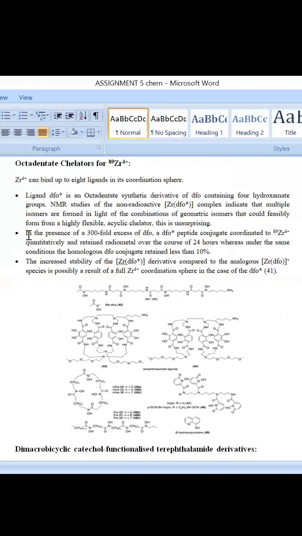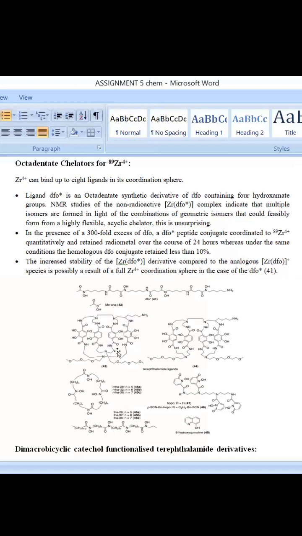Next point: in the presence of a 300-fold excess of DFO, a DFO* peptide conjugate coordinated zirconium-89 quantitatively and retained the radiometal over the course of 24 hours, whereas under the same conditions the homologous DFO conjugate retained less than 10%. The increased stability of the zirconium-DFO* derivative compared to the analogous zirconium-DFO species is possibly a result of the full zirconium coordination sphere in the case of DFO*. This is the structure of DFO* 41. This is the structure of Me-Hha 42.